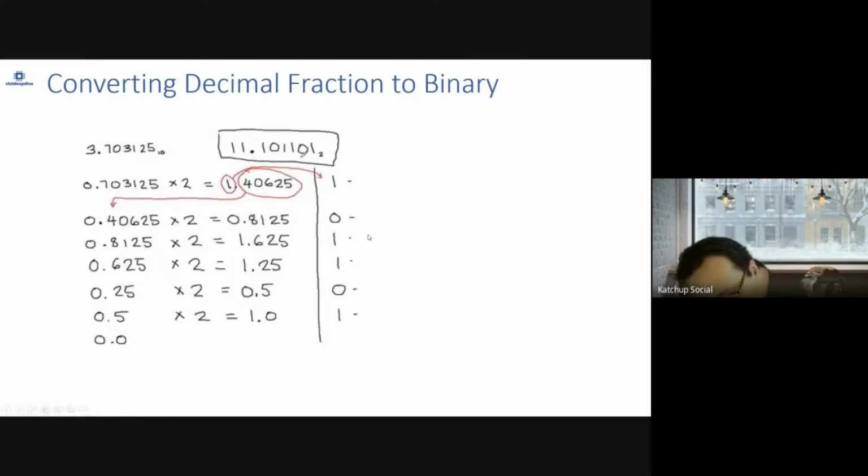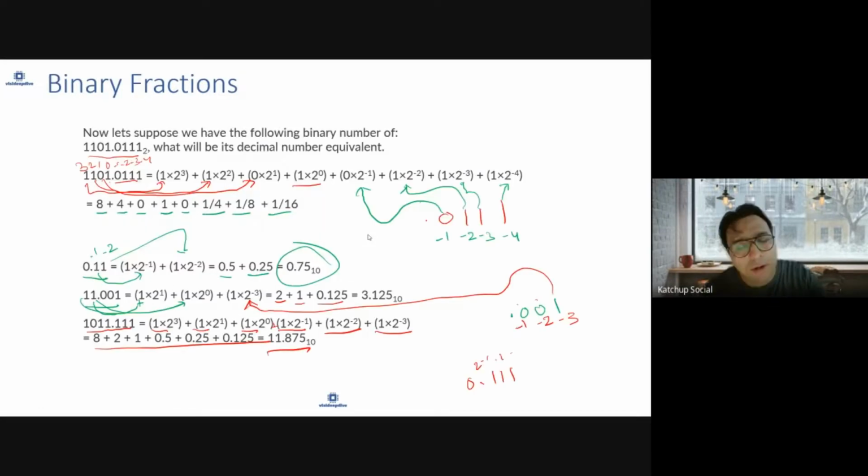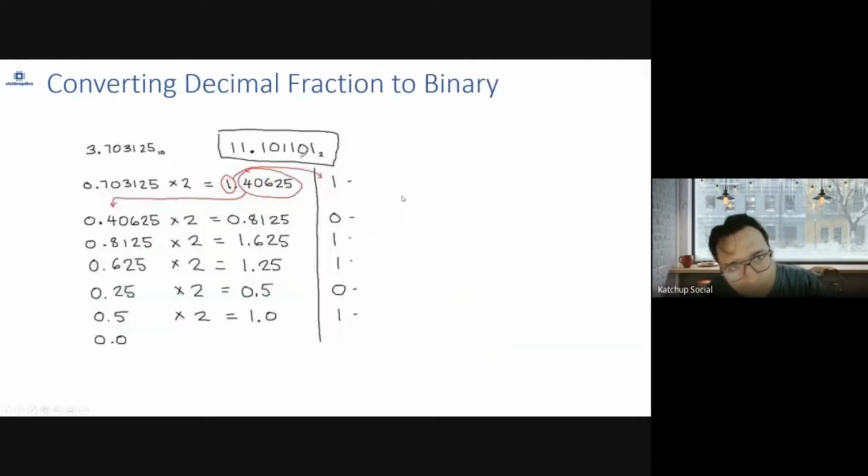So we have understood how to convert a binary fraction to a decimal fraction by using this 2 raised to power: on the left hand side 0, 1, 2, 3, on the right hand side minus 1, minus 2, minus 3. Now let's do the reverse. We have a decimal fraction. We convert that into a binary fraction.